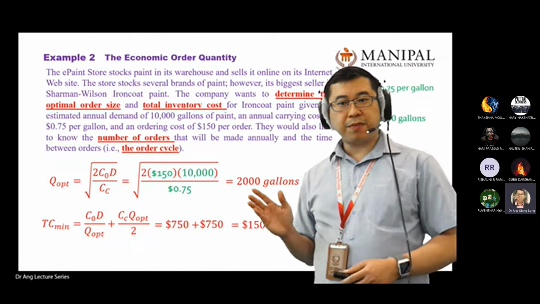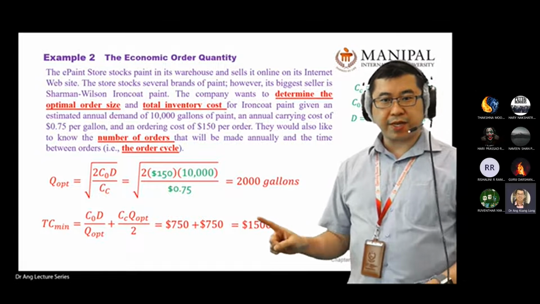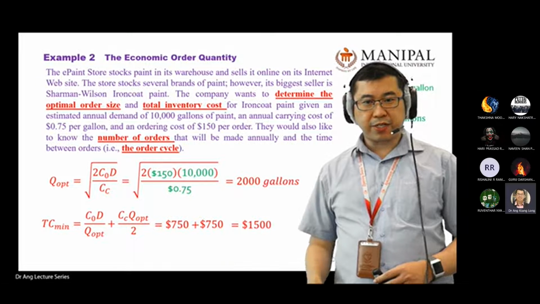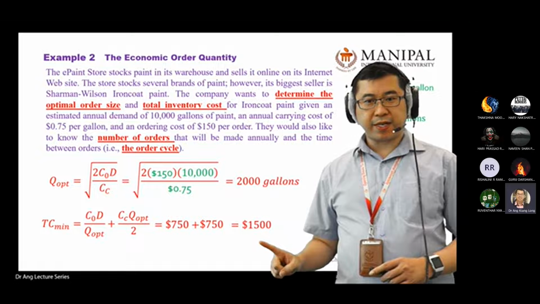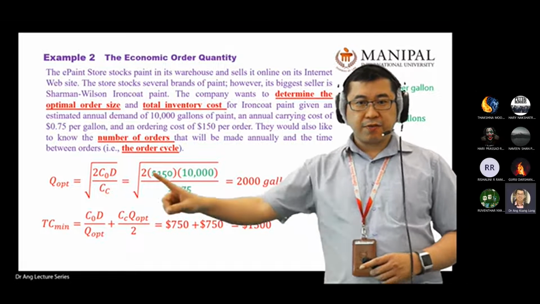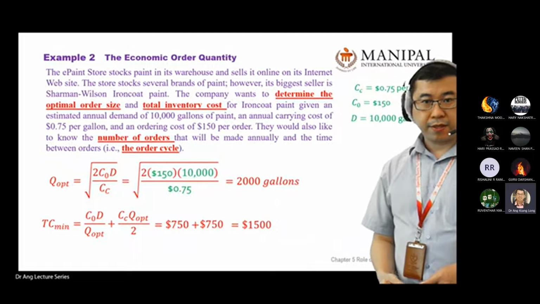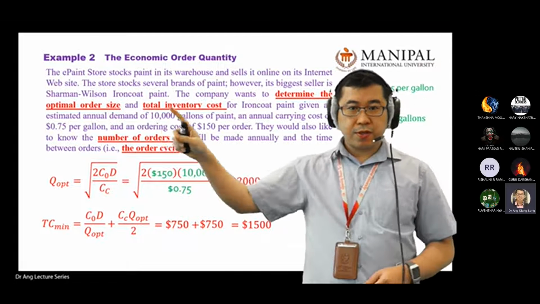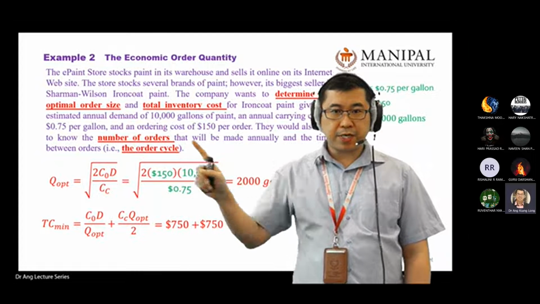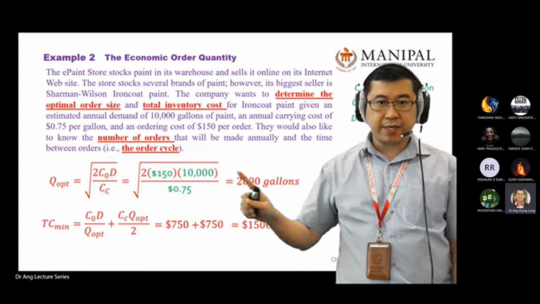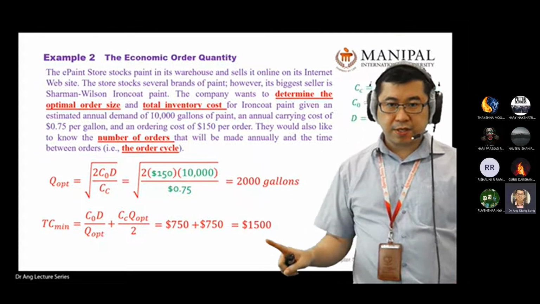So your minimum total cost will be 1,500 from the substitution into the equation. So copy 2,000 and 1,500 as the answers for QOP and minimum total cost. Already solved for the optimum size, which is your QOP. Optimum order size is 2,000 gallons. Total inventory cost, this one.